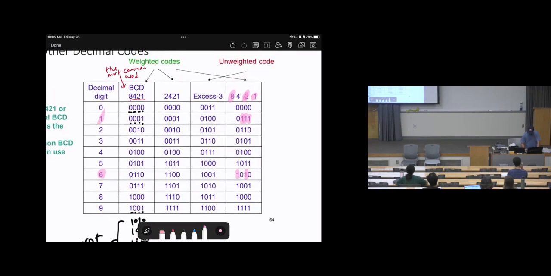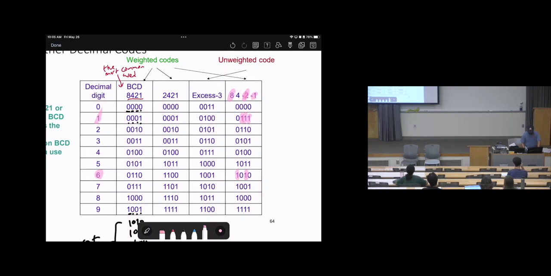So those are called weighted codes, which is based on the weights 8, 4, negative 2, and negative 1. Any questions about this, BCD and weighted codes? There are some codes called unweighted. One that is commonly used is called XS3.